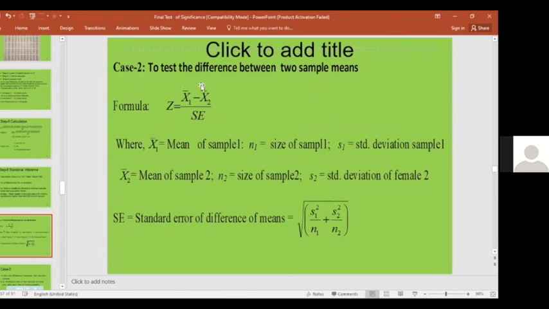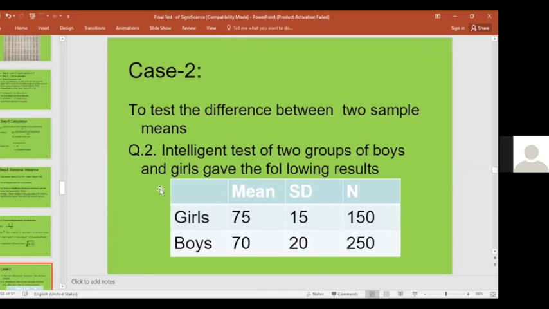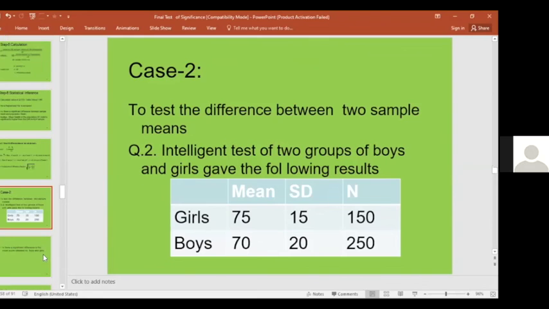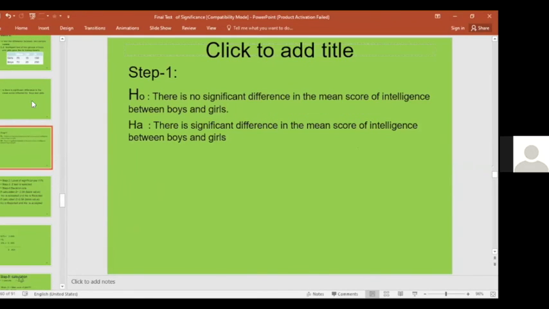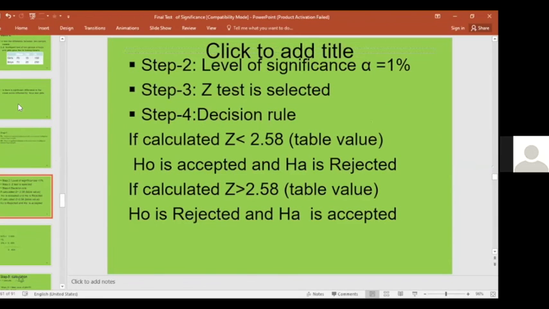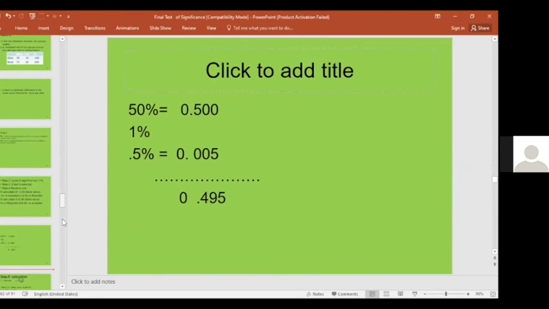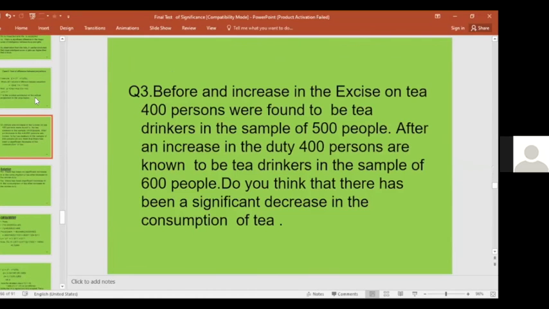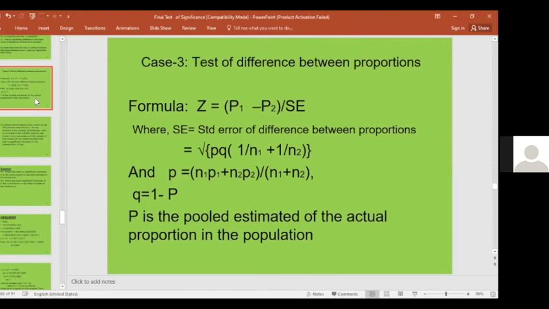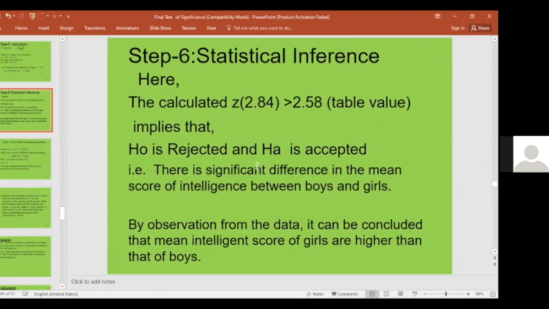Okay. So, the second case was a similar formula, similar t-test of two samples. Clear? Then, but this is a special case.